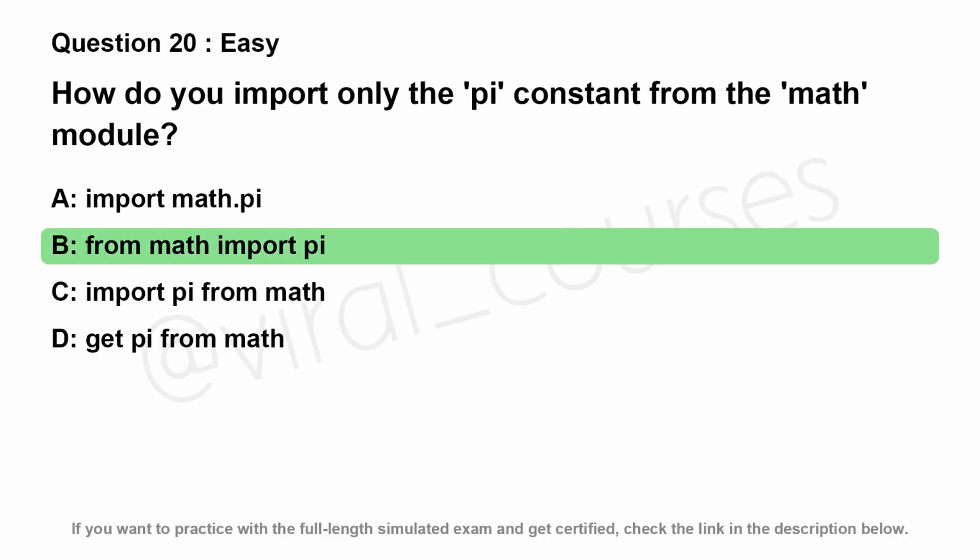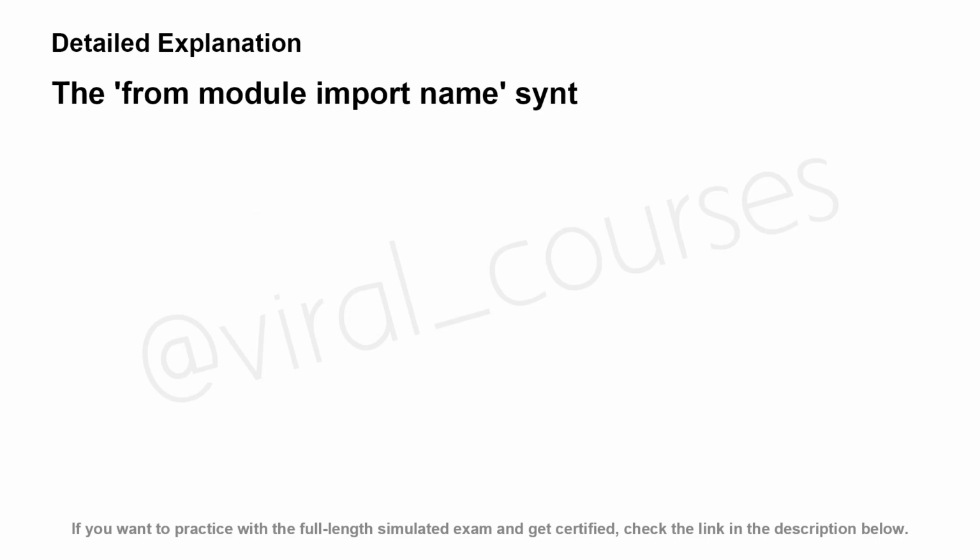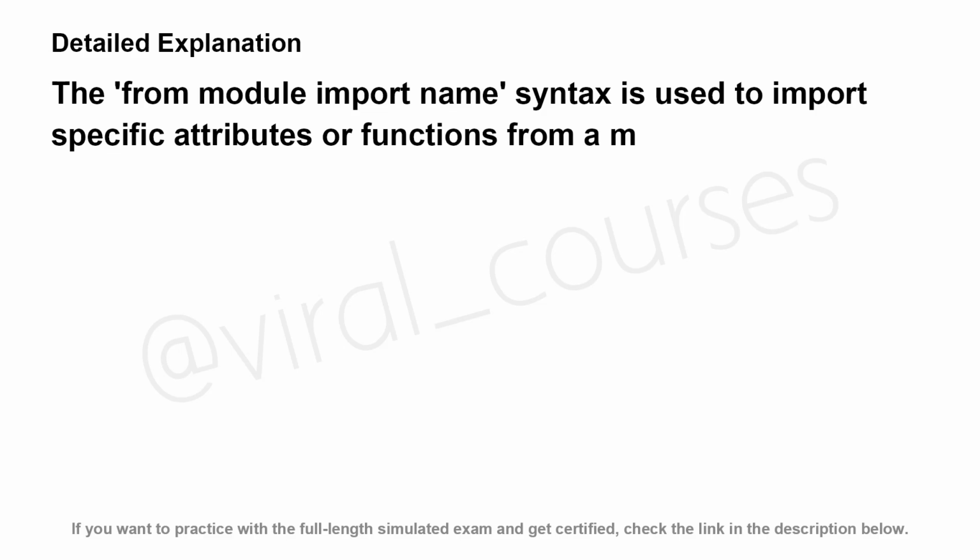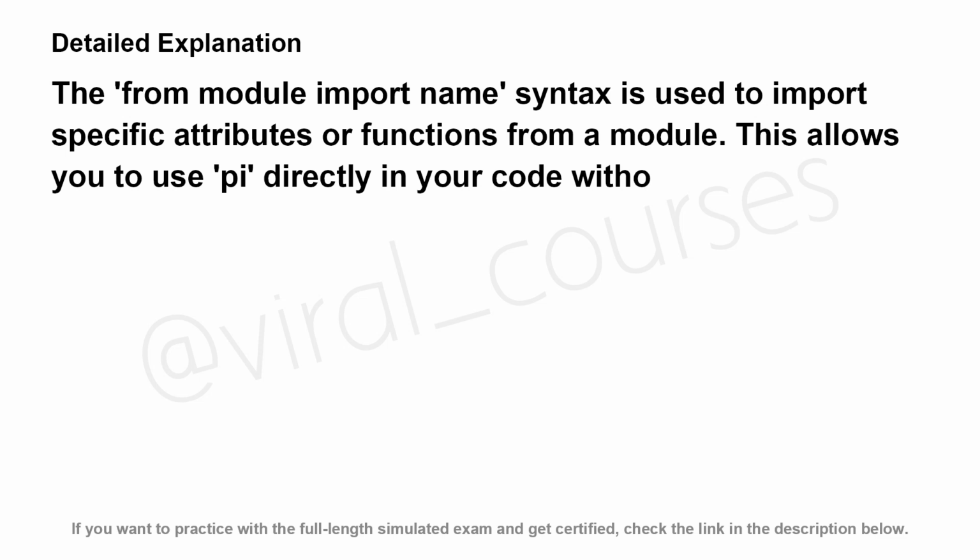The correct answer is B. The from module import name syntax is used to import specific attributes or functions from a module. This allows you to use pi directly in your code without having to prefix it with math.